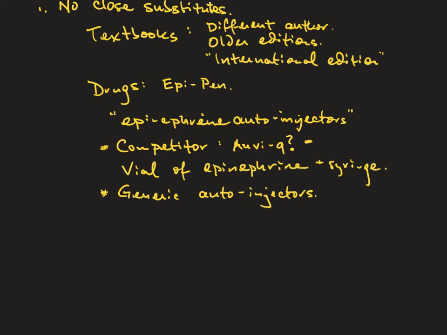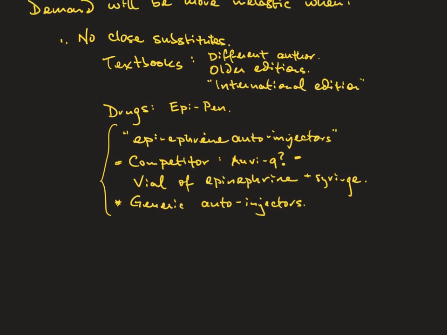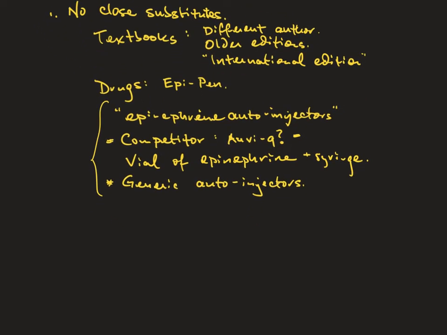Okay, so I talked about drugs. An EpiPen is an example of something where there are substitutes, just not close substitutes. And when the alternative was recalled from the market, the price went up, because the manufacturer knows there was no competition. Okay, so I've talked about rule number one, no close substitutes.